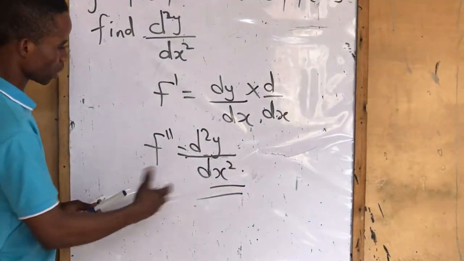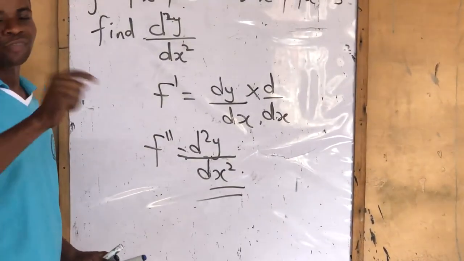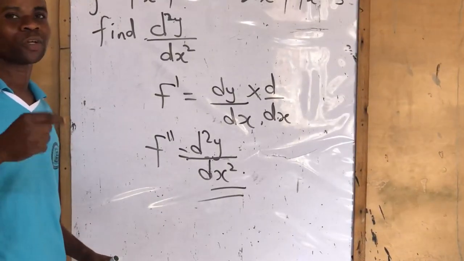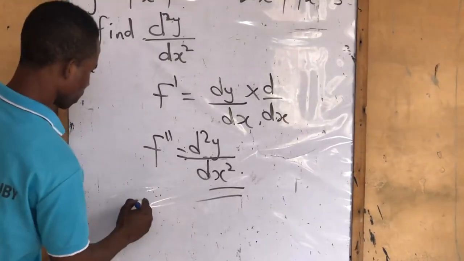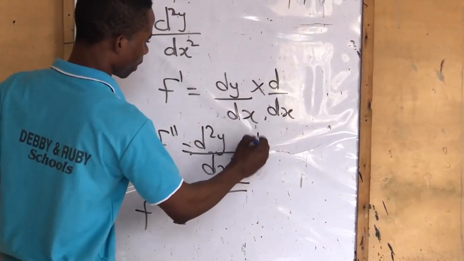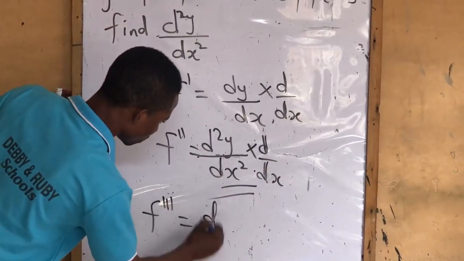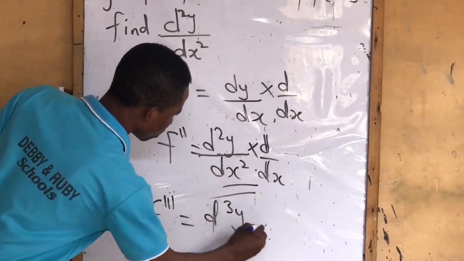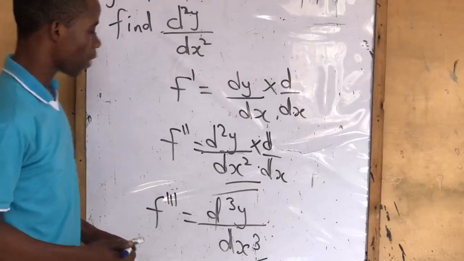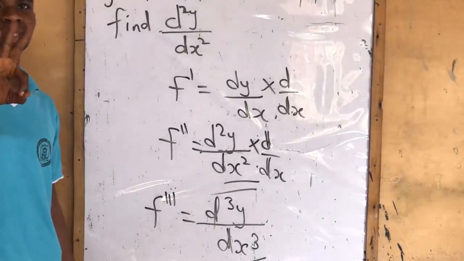Anytime you see something like this in calculus, what they are telling you is to differentiate it 2 times. They can write it like this or they can write it like this. What they are saying is that differentiate it 2 times. Now, if they give you f3, that means you are going to multiply this one by d over dx again. If you multiply by d over dx, that will be d raised to power 3 y all over dx cubed. That means we are going to differentiate it 3 times.